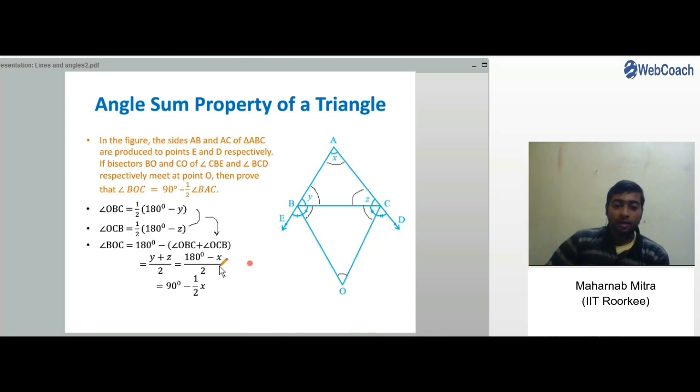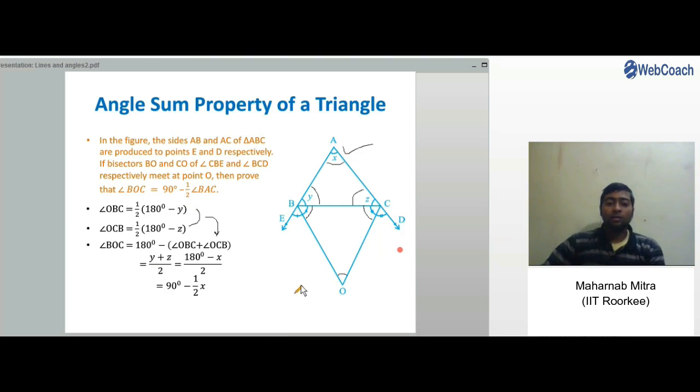So here we replace y plus z in terms of x, because our equation is asked in terms of x only, which is angle BAC, right? Angle BAC is x, and we have been asked to find angle BOC in terms of x. So we just separate the fractions out. 180 degree minus x by 2, we separate the fraction out and get 180 degree by 2, which is 90 degree, minus half of x, which is nothing but 90 degree minus half of angle BAC, right?